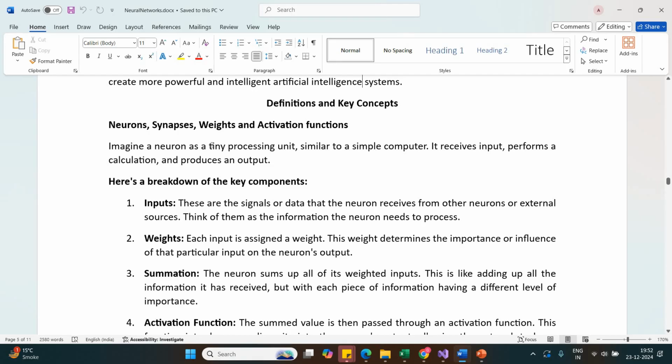So a neuron you can imagine as a tiny processing unit, I mean a small computer. It receives input, performs a calculation, and produces an output. Suppose you want your model to identify whether an image is a cat or not. Then the image of the cat will become the input, and whether it is a cat or not will be the output. So you can consider the entire processing unit performing this task to identify the cat. That way you can understand that a neuron is just a single, tiny processing unit.